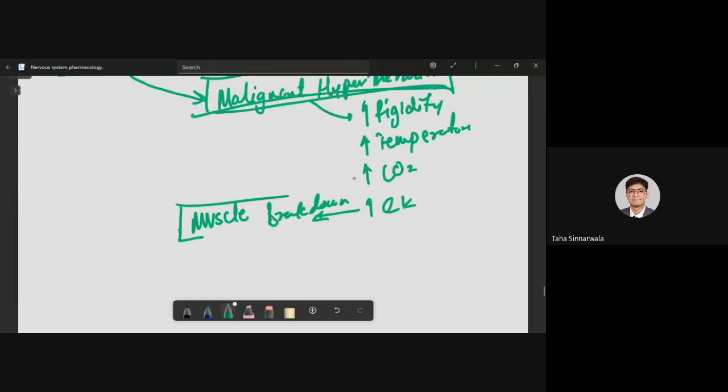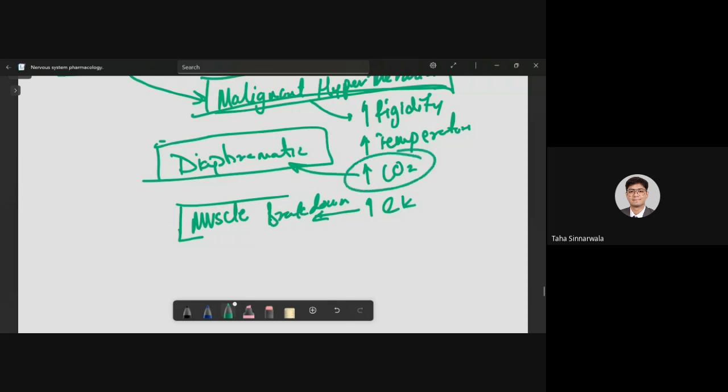Now, why do you think we have hypercapnia, which is increased CO2? Is it because of sustained muscle contraction? Yes, sustained muscle contraction. If you have a sustained diaphragmatic muscle contraction, then that is how you can increase CO2, because now you won't be able to breathe properly. So that's why you have more CO2.